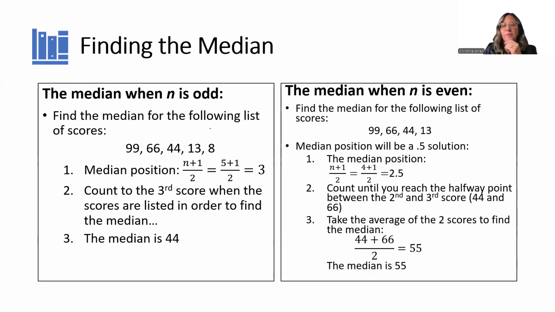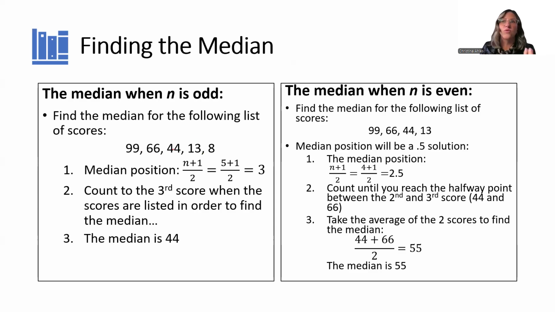When the sample size is odd, it's going to be fairly simple because you're not going to have to do any kind of splitting or averaging. In this case, we have a sample size of 5. We have the number 99, the number 66, the number 44, the number 13, and the number 8. Technically, I would say the numbers 8 and 13 are outliers because those are so far below 44, 66, and 99.